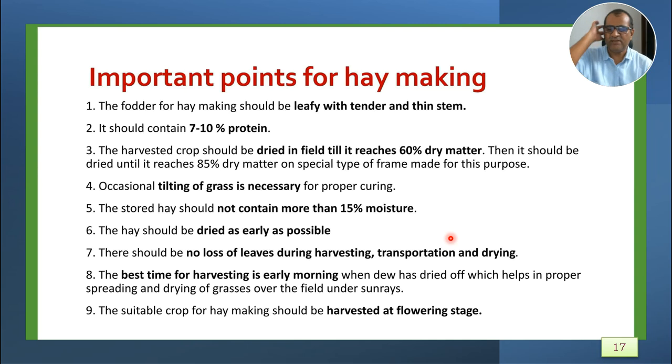The best time for harvesting is early morning, usually, whenever the honeydews are dried off, which helps the proper spreading and drying of the grasses over the field under the sun rays. It also reduces the moisture content to the extent of 5 to 10%. The suitable crop for hay making should be harvested during the flowering stage, that is the fourth week.